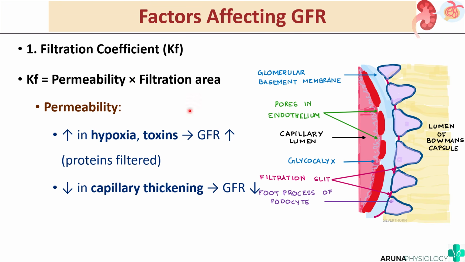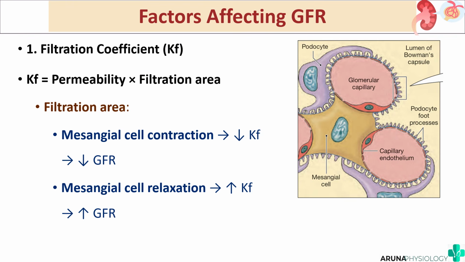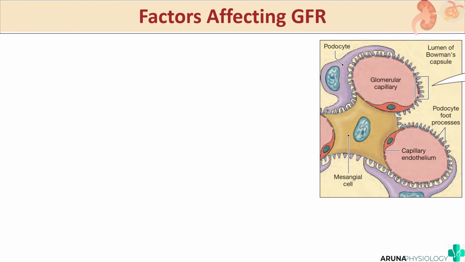Next is filtration area. Filtration area is basically determined by the mesangial cell here. If the mesangial cell contracts, then the filtration coefficient will be decreased and GFR will be decreased. But if the mesangial cell relaxes, then the filtration area would increase and the GFR would increase. There are certain substances that cause this mesangial cell contraction and relaxation. We'll see what they are.